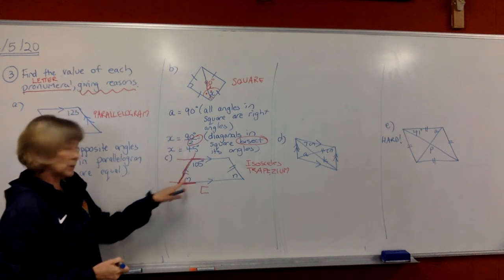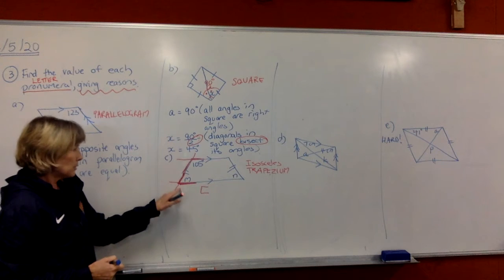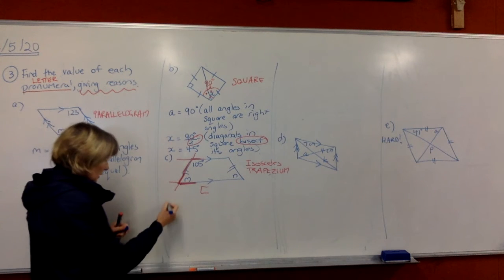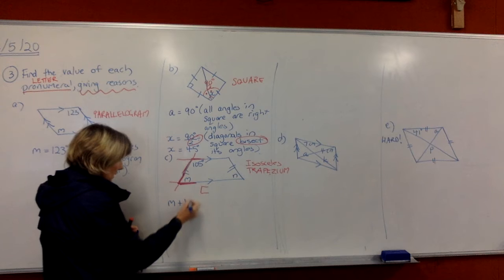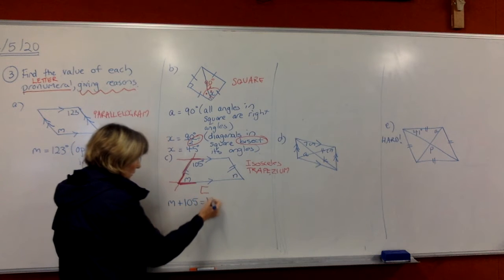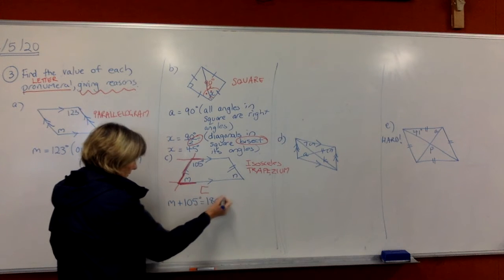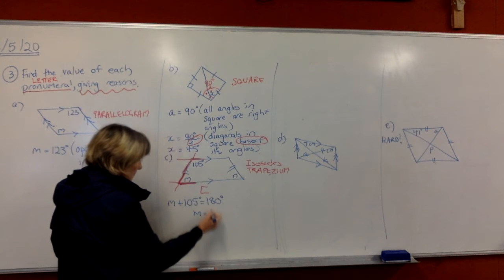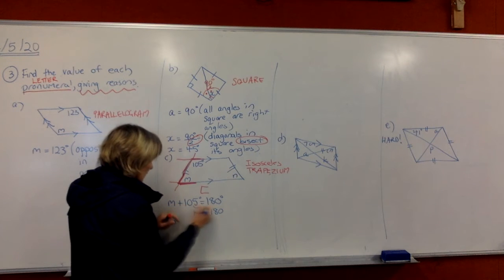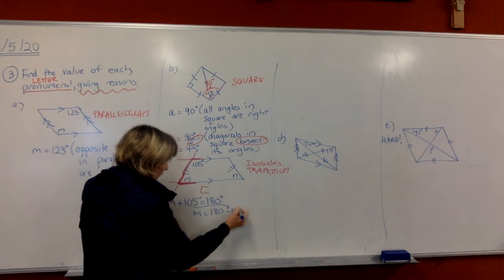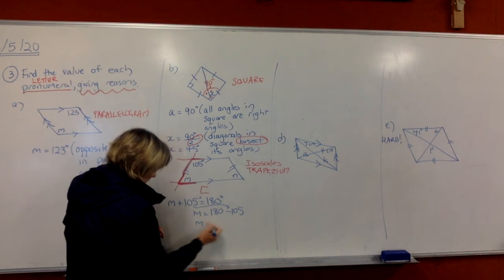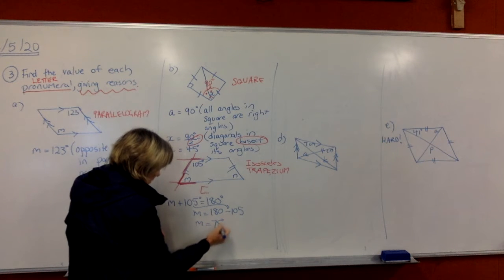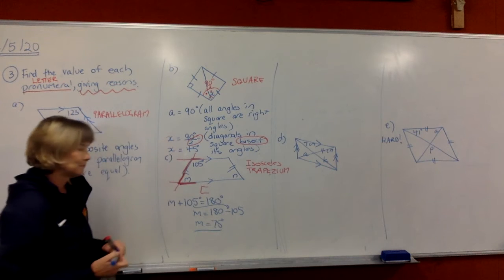Co-interior angles, they're not equal to each other, they don't look it, but you know that they add up to 180 degrees. So let's write down that m plus 105 equals 180 degrees. And if we want to find m, we're going to move this to the other side to be minus 105. And that means we're going to have m equals 75 degrees.